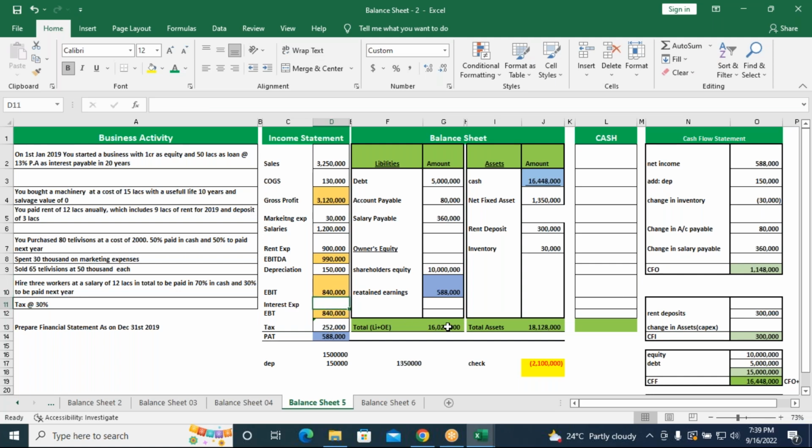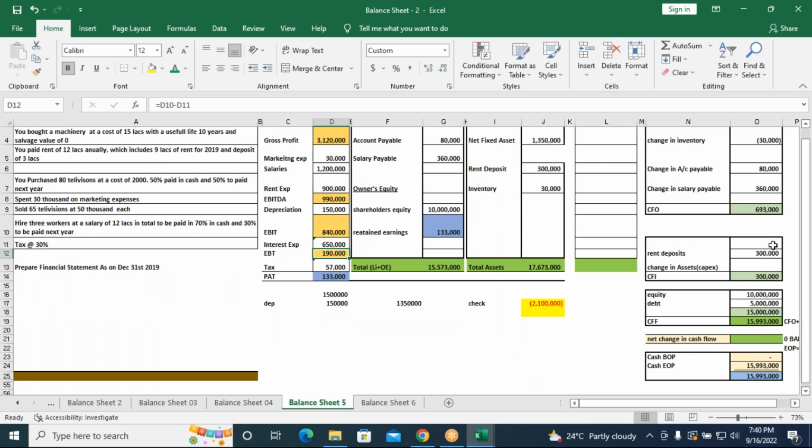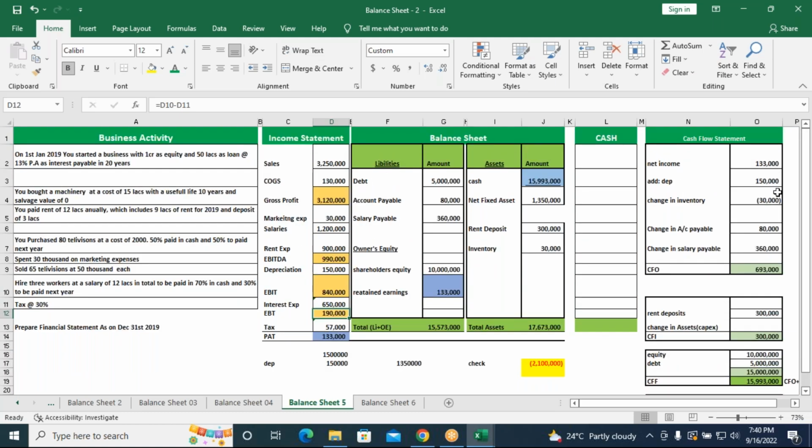Interest calculation will be equal to interest calculation on 15 lakh, 50 lakh into 13%. So this is 57,000, that is 5 lakh 6,000. Let's check this side. This is 33,000, 30,000, 30,000, 20,000, 60,000.